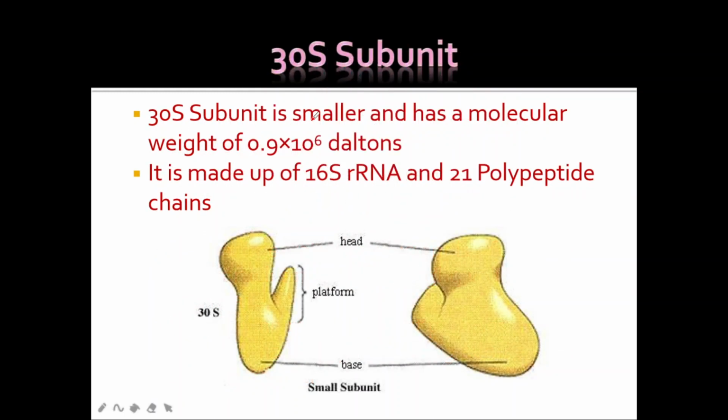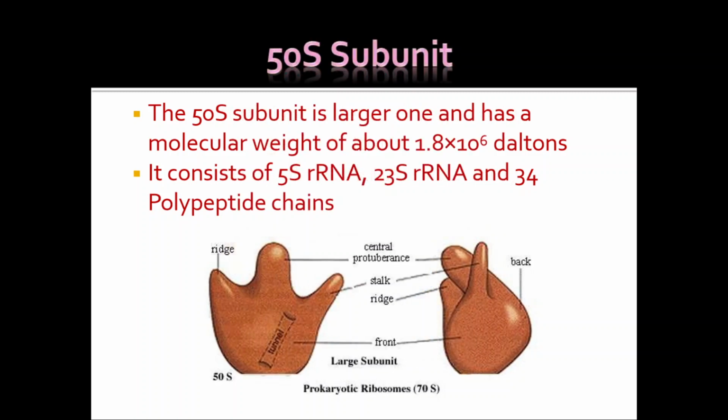Now, the 30S subunit is smaller and has a molecular weight of 0.9 into 10 raised to power 6 Daltons. It is made up of 16S rRNA and 21 polypeptide chains. This is the platform, this is the head region, this is the 30S structure of the ribosome. Now, the 50S subunit is the larger one and has a molecular weight of about 1.8 into 10 raised to power 6 Daltons.